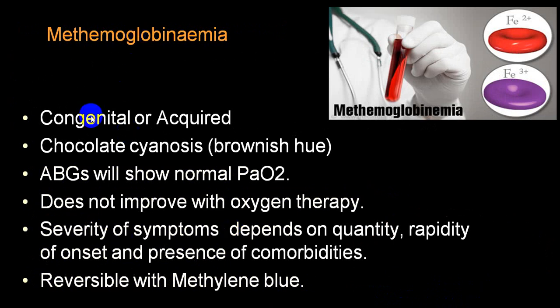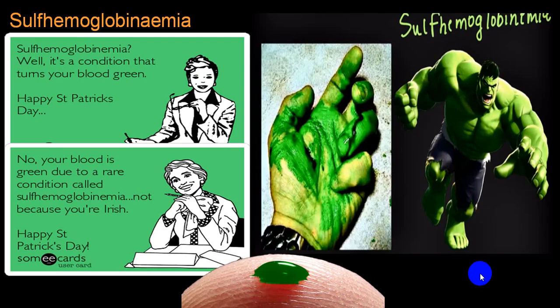So methemoglobinemia can be congenital or acquired. Usually you get a chocolate brown color of the blood, with methemoglobin. ABG will show you normal oxygen concentration. There is no improvement with oxygen therapy because methemoglobin has a very poor affinity to oxygen. Severity of symptoms will depend upon the quantity and rapidity with which the methemoglobinemia develops, and usually it is fatal. And when you give methylene blue, it will be reversible. So the treatment for methemoglobinemia is methylene blue. So do remember that.